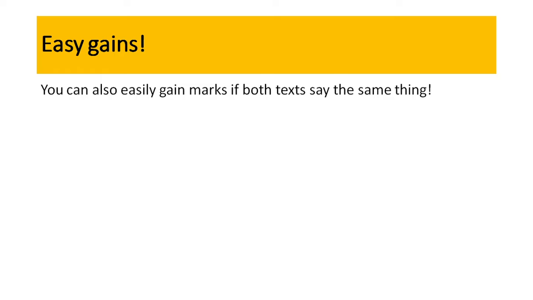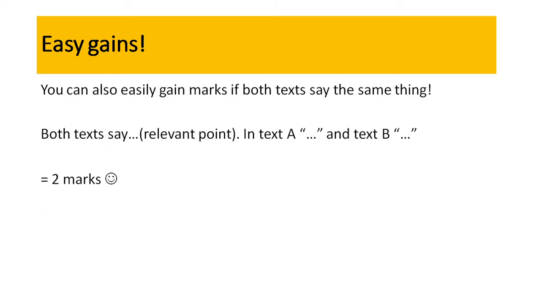Okay, so this is a question where you can also gain marks if you say that both texts say the same thing, as long as they do say the same thing. So for example, both texts say whatever your point is, and then a quotation from each. Again, they're now optional, and then you'll get 2 marks for that.